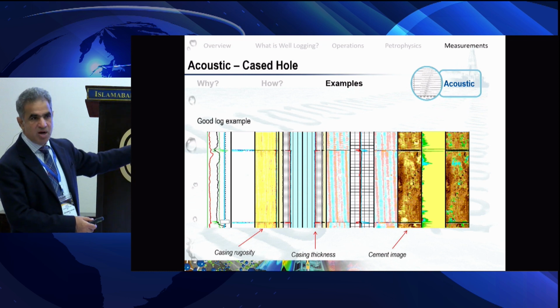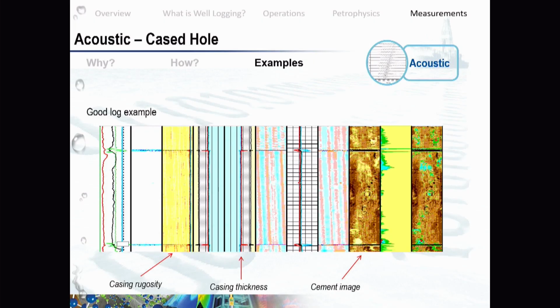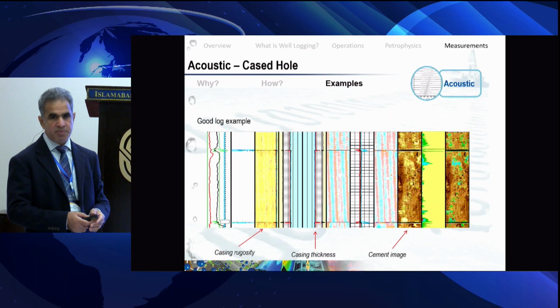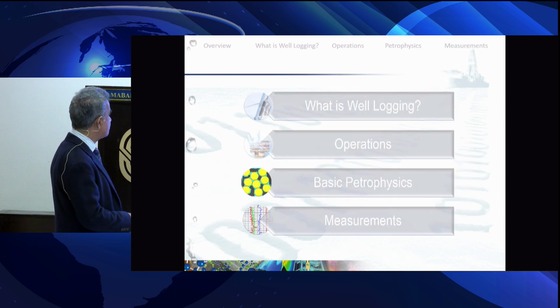Then we need to look at the log header, of course, and this particular log example is saying that the cement is good. Good cement means that when you perforate, you will have isolation between different formations and fluids. If there is water below, you don't want the water to make a channel behind the pipe and jeopardize your hydrocarbon production.